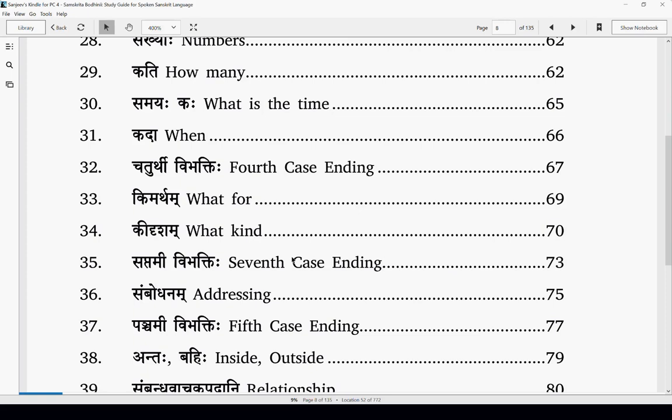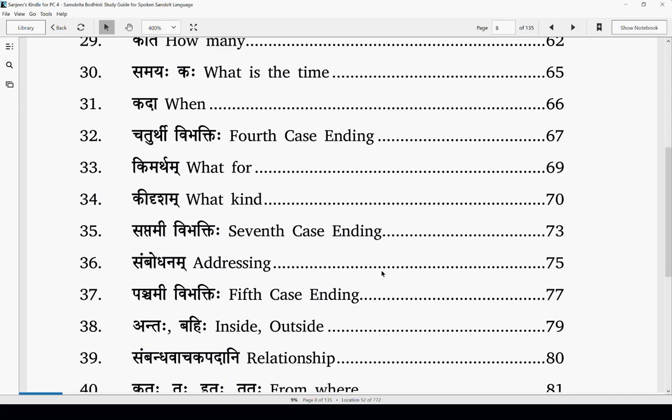Kimartham Sanskrit abhyasa karaniyaha. Why should we study Sanskritam? Kimartham balaka gachati? Kimartham asmakam patanam bhavati? Kimartham is for what? What for? Why? Kimartham balika gayati? Kidrusham? What kind? Kidrusham asti? Himalaya parvata kidrushaha?